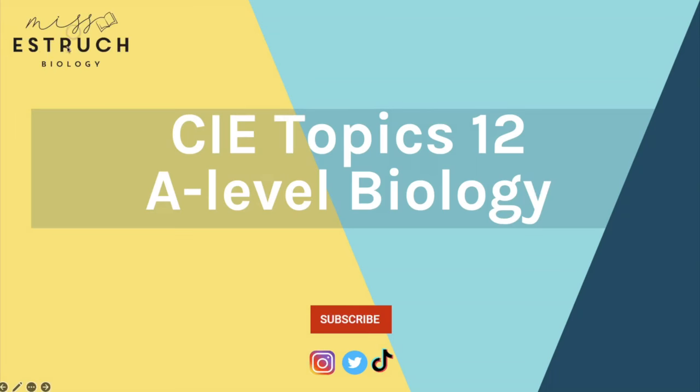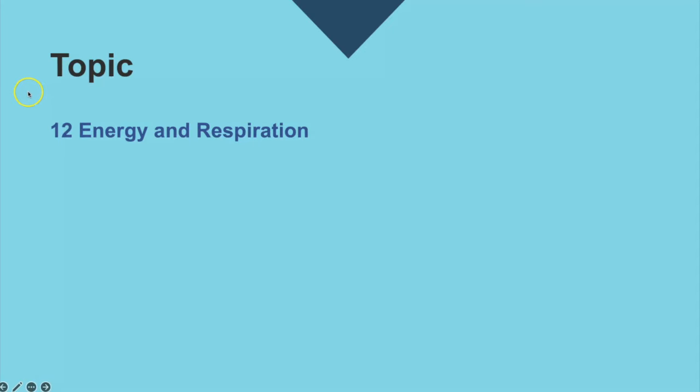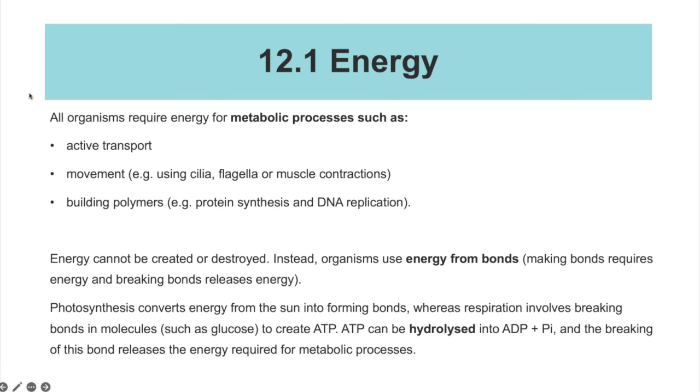So topic 12, let's get into it, and it's covering energy and respiration. So first of all, organisms require energy, and that is for metabolic processes such as active transport, where you're moving substances across a membrane, or other types of movement such as using cilia or flagella or muscle contractions, and also for building polymers, so protein synthesis, where amino acids are converted and joined together to make proteins. That requires energy, as well as DNA replication, joining together the DNA nucleotides.